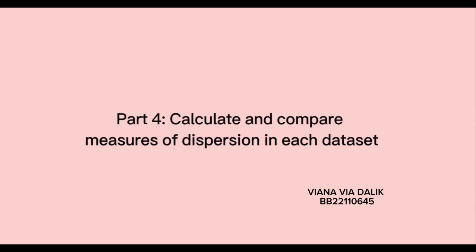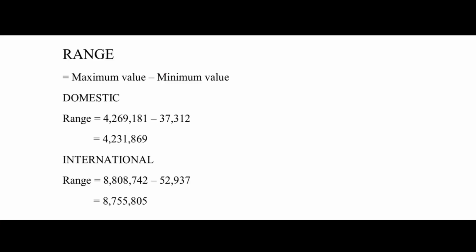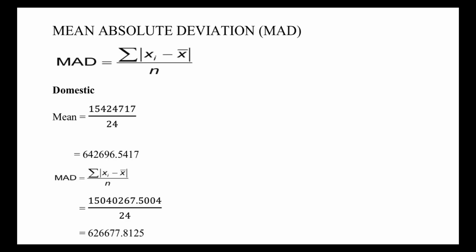We will present part 4, calculate and compare measures of dispersion in each dataset. Firstly, we need to find the range, where the formula is maximum value minus minimum value. The range of domestic is 4,231,869. The range of international is 8,755,105.